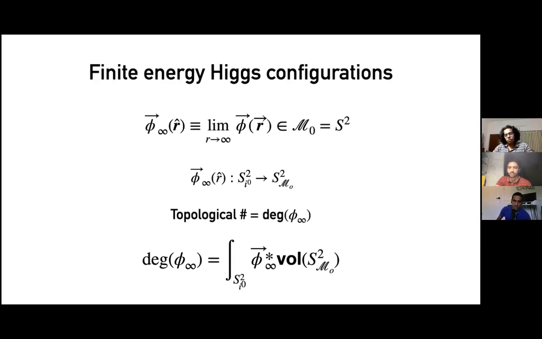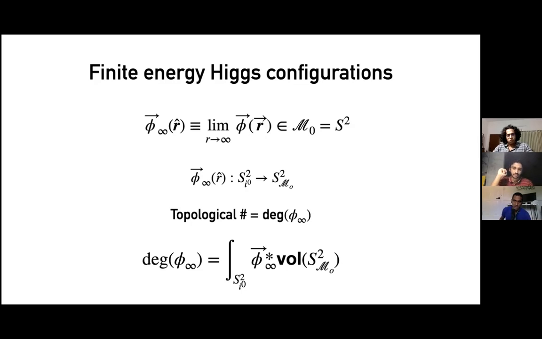And then M naught is a sphere in field space, which is what you get by evaluating phi infinity of r hat. Now, we have a certain topological number, which is the degree of phi infinity. And that's defined as the pullback onto real space of the volume of the field space sphere. And the pullback is with this phi infinity map.